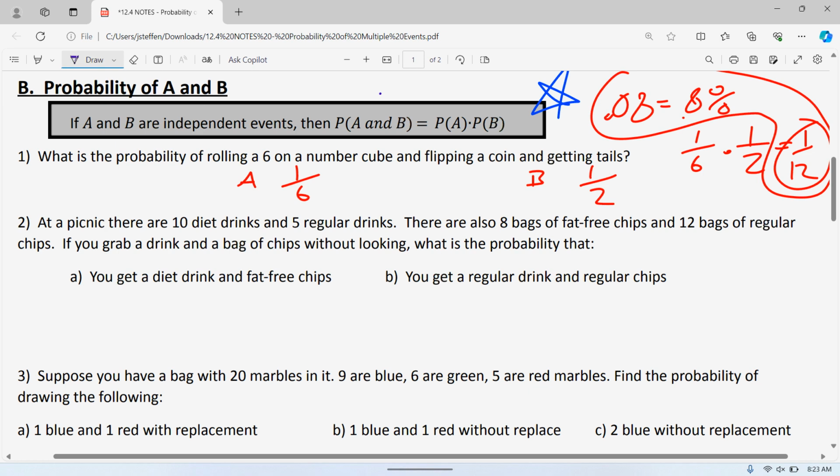All right, the next one says, at a picnic, there are 10 diet drinks and 5 regular drinks. There are also 8 bags of fat-free chips and 12 bags of regular chips. If you grab a drink and a bag of chips without looking, what's the probability that the first one, a diet drink and a fat-free chip, or the next one, you get a regular drink and a regular chip?